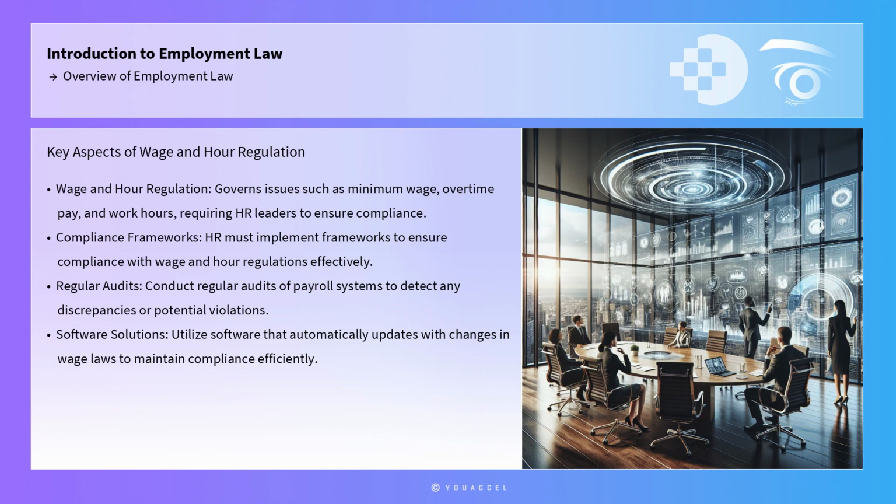Another critical aspect of employment law is wage and hour regulation, which governs issues such as minimum wage, overtime pay, and work hours. HR leaders must be adept at implementing frameworks that ensure compliance with these regulations. A practical approach involves conducting regular audits of payroll systems to detect any discrepancies or potential violations. Moreover, utilizing software solutions that automatically update with changes in wage laws can help maintain compliance efficiently. For example, an HR department might use such software to track employee hours and calculate overtime pay, ensuring that all employees are compensated fairly and according to the law.